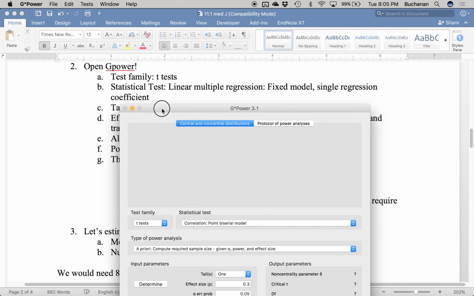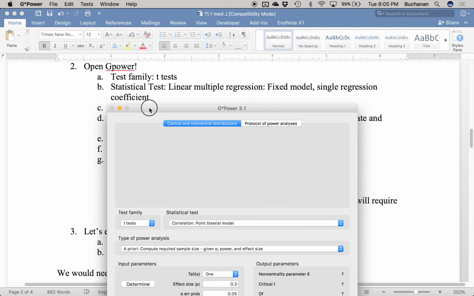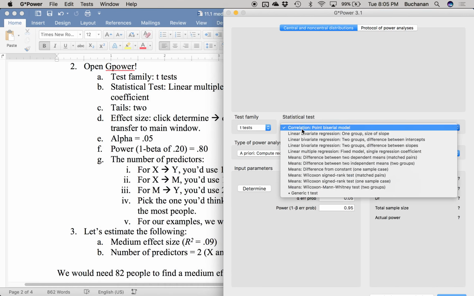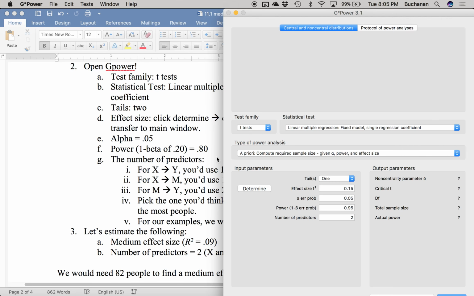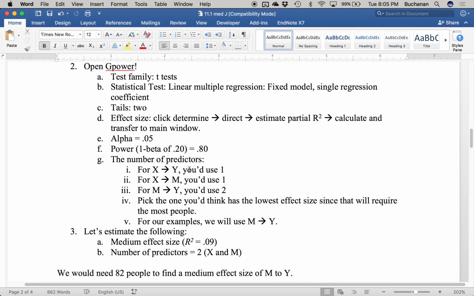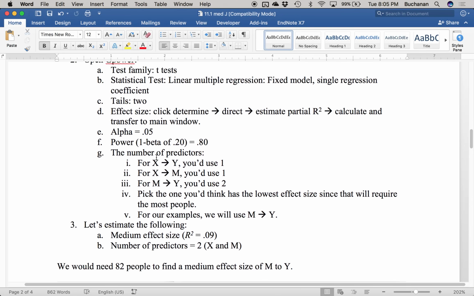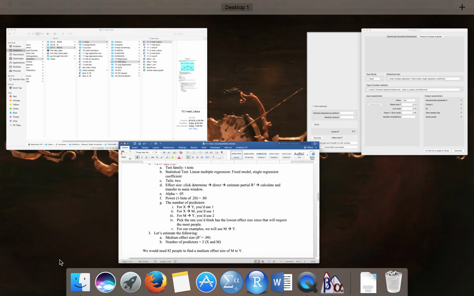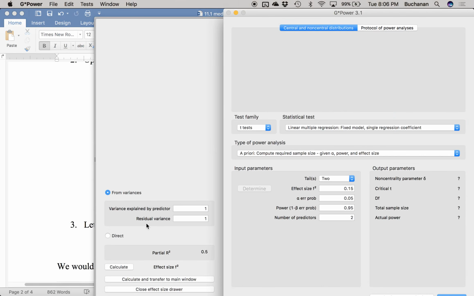a t-test, right? And then the fixed model single regression coefficient one. So linear multiple regression, fixed model single regression coefficient, because we're only interested in one of those coefficients. Two tails. And then we'll pick which effect size we think is the smallest, so either X to Y, X to M, or M to Y. Right now I'm going to pick M to Y, and I'm going to say it's a medium effect size, just for this example. So I'm going to click Direct, and then 0.09.